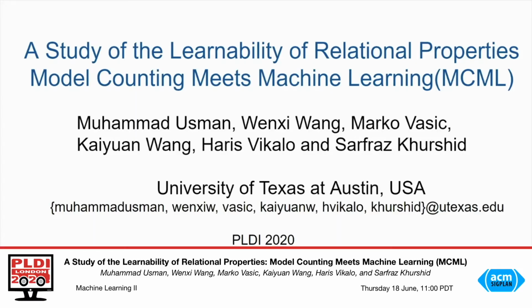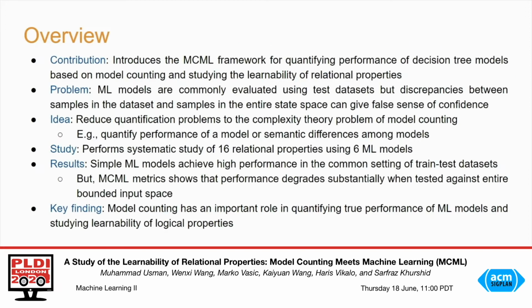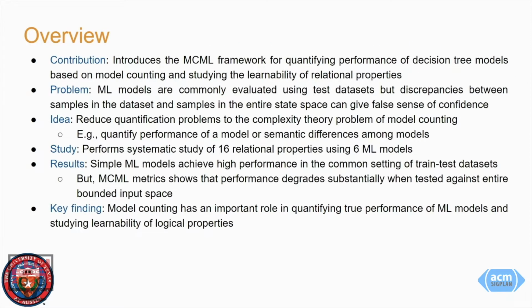A study of the learnability of relational properties. This paper introduces the MCML framework for quantifying the learnability of decision trees with respect to the entire state space. The performance of ML models is normally evaluated on a test dataset. However, discrepancies between samples in test datasets and samples in the entire state space can lead to a false confidence in the performance of the ML model.